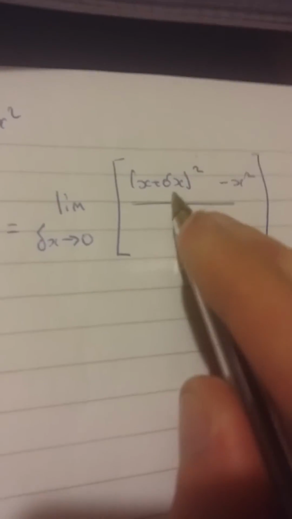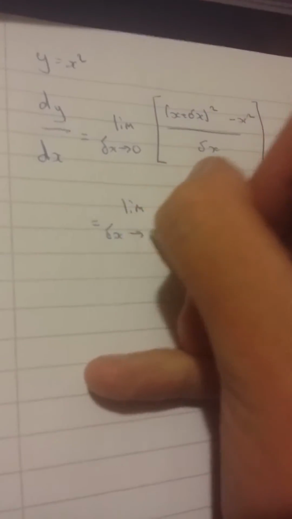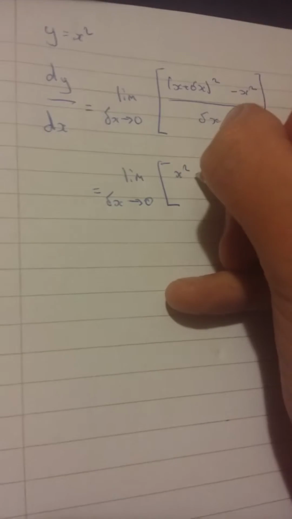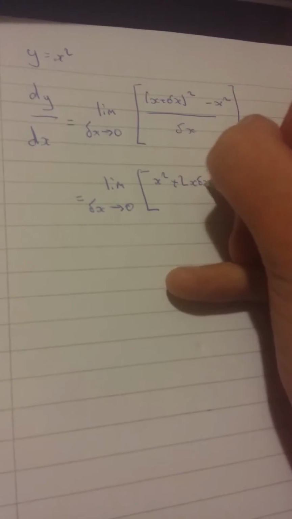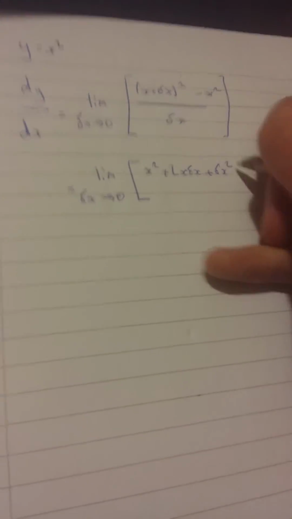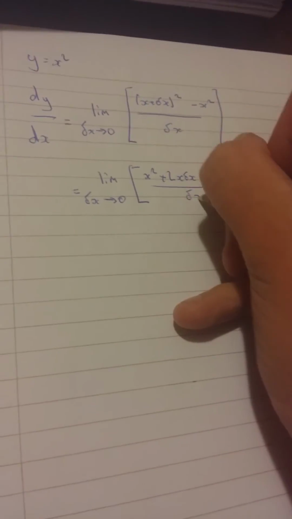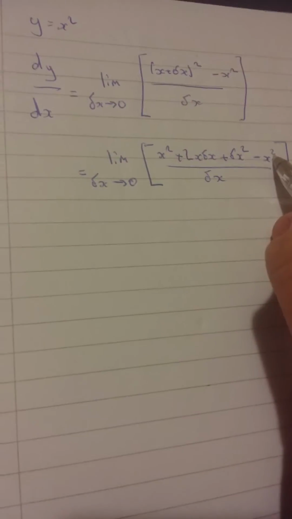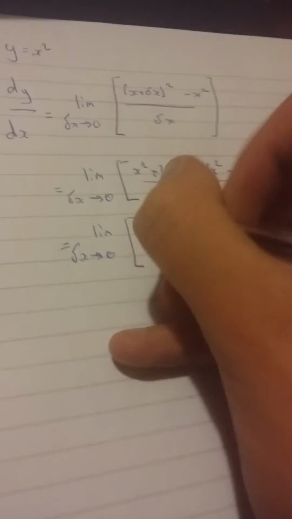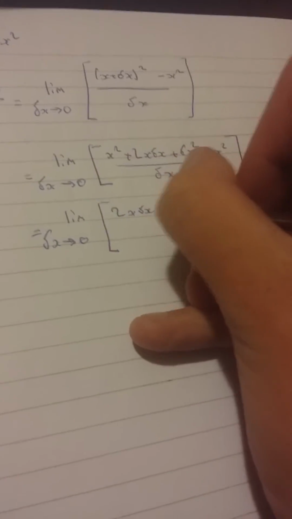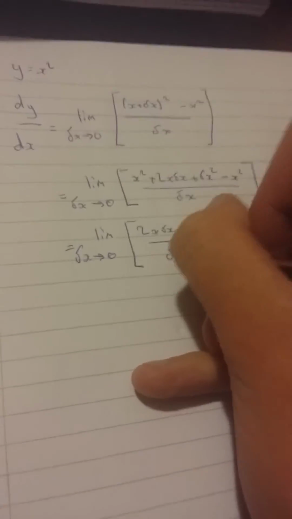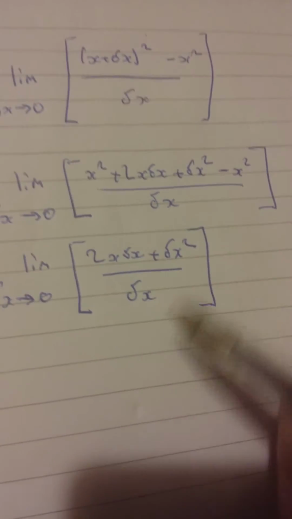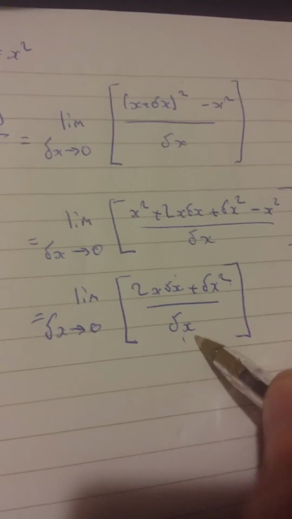So here we can simply expand the bracket using the binomial theorem. So you get the limit as delta x tends to 0 of x squared plus 2x delta x plus delta x squared minus x squared, over delta x. Here you can see the x squareds cancel on the top. So then you're left with the limit as delta x tends to 0 of 2x delta x plus delta x squared over delta x. And look here, you can see there's a common term of delta x in all of these, so we can just cancel that out here.